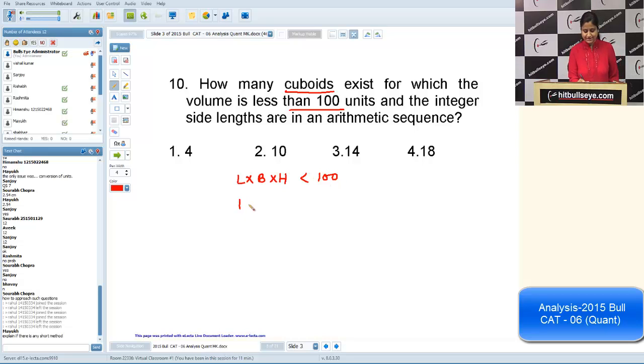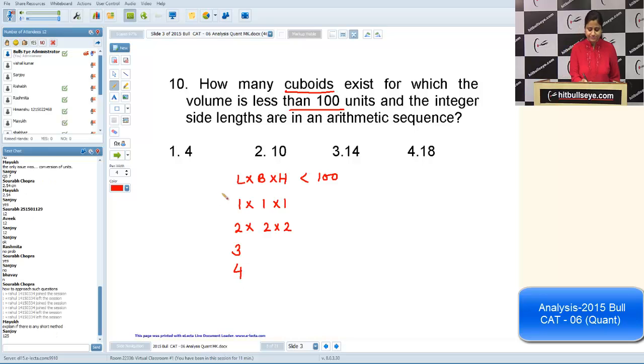So let us start. We can consider 1, 1, 1, 2, 2, 2, similarly 3, similarly 4. We cannot consider 5 cube because 5 cube will be 125, which is beyond our range. We'll stop here. So these are 4 cases where the common difference is 0. Now let us take common difference as 1. So 1, 2, 3, that is a permissible case. 2, 3, 4, again a permissible case. Let us take 3, 4, 5.